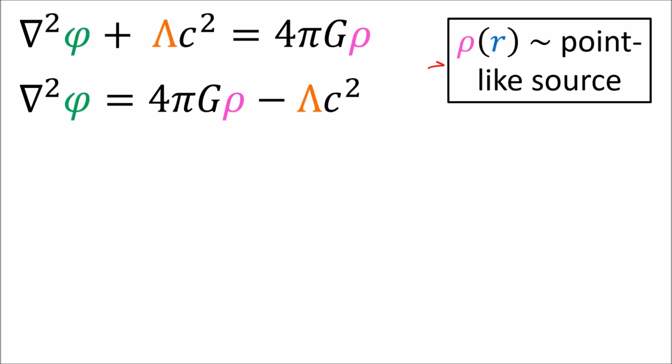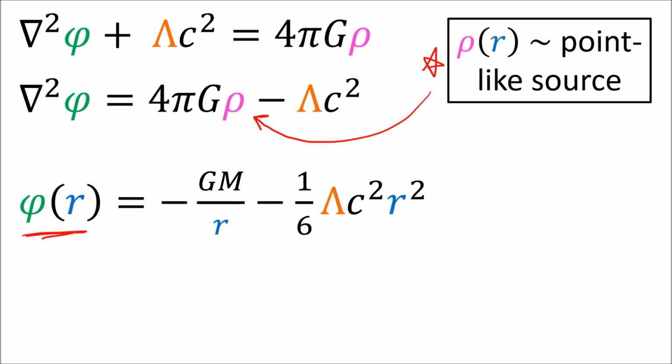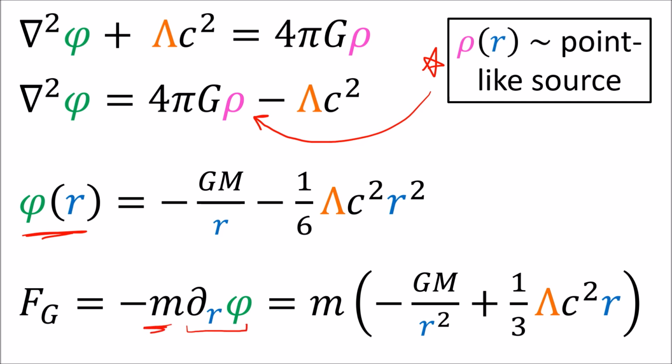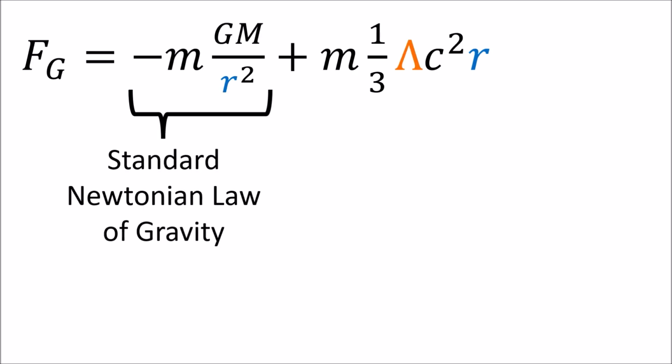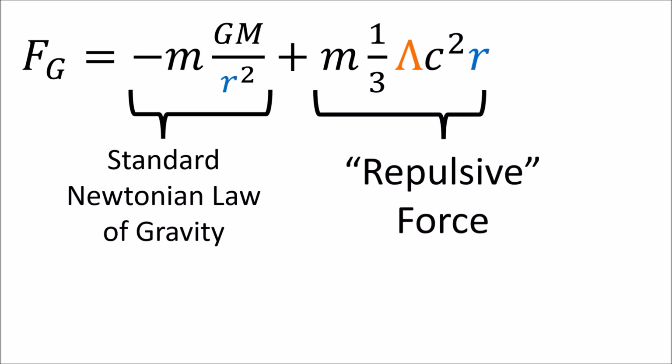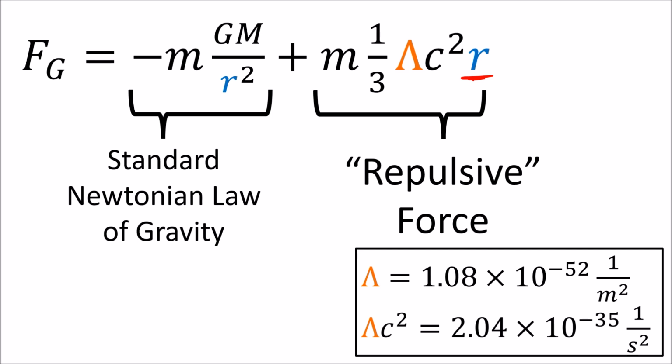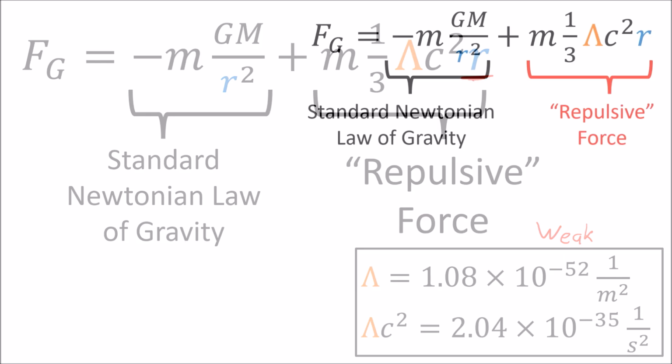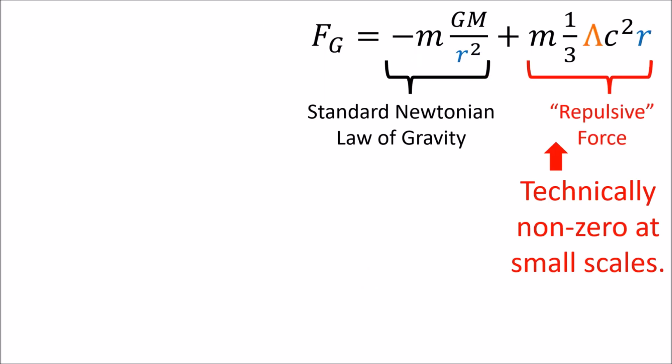If we insert a point-like mass density and solve for the potential, then compute the force by taking the gradient and multiplying by mass, we get the standard Newtonian gravity force term plus this additional term, with an opposite sign. So the cosmological constant provides a kind of repulsive force that increases linearly with distance. But this force is incredibly weak because the cosmological constant is incredibly tiny. This term only becomes significant at huge distances on the scale of galaxy cluster filaments. But technically speaking, this repulsive force is non-zero even at small scales.